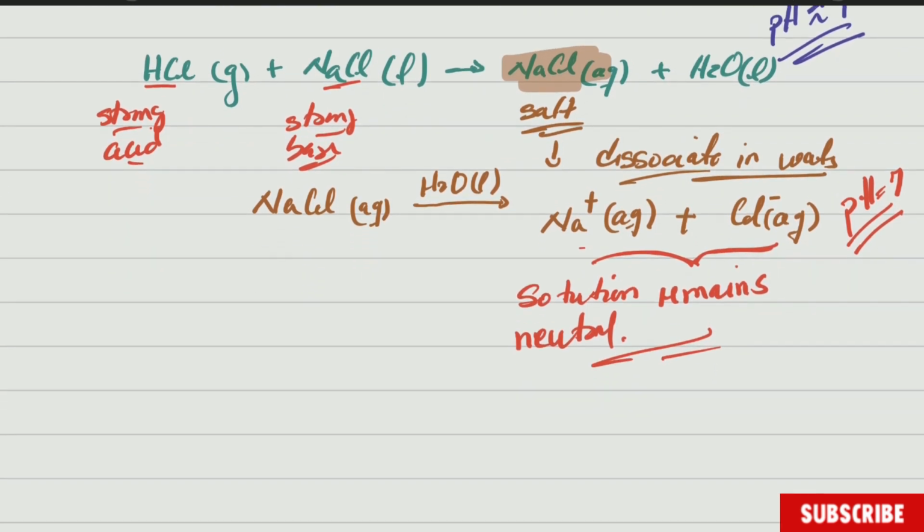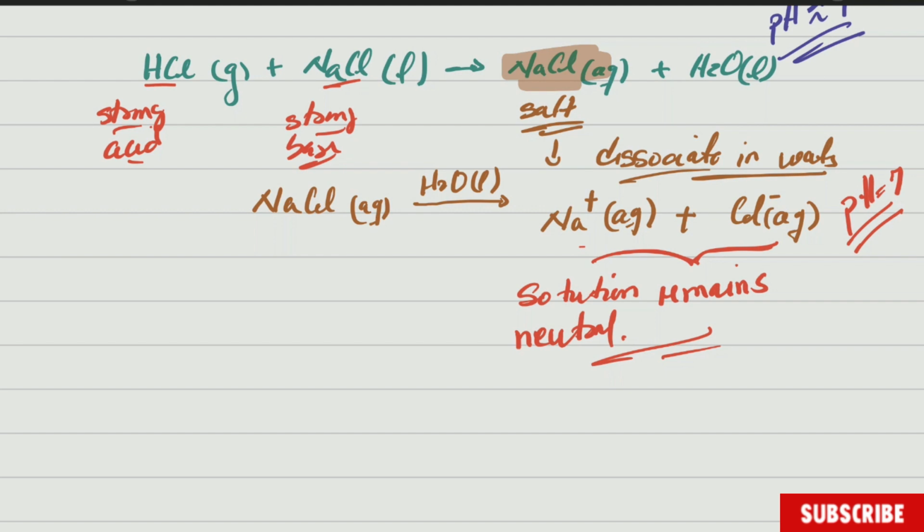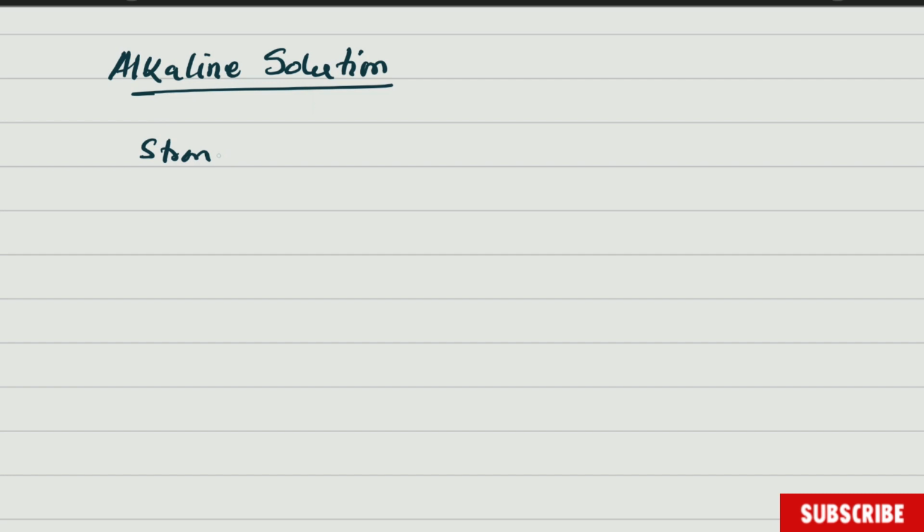Let's go and see the case of an alkaline solution. So let's go to a new page here. So let's see now when we have an alkaline solution. Now this will happen when you have a strong base and a weak acid. The solution will be alkaline.